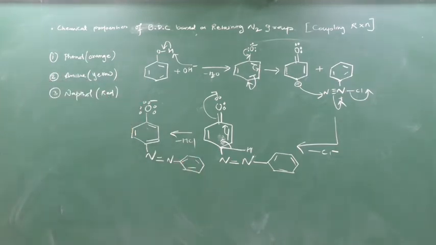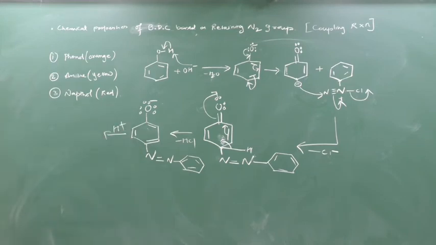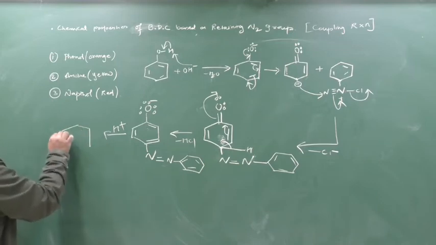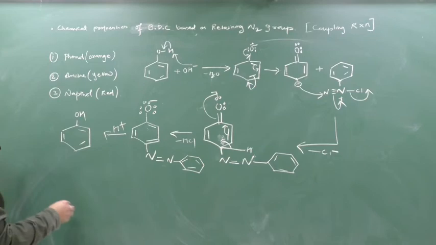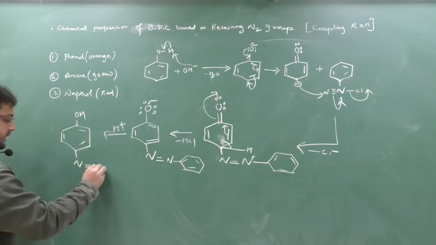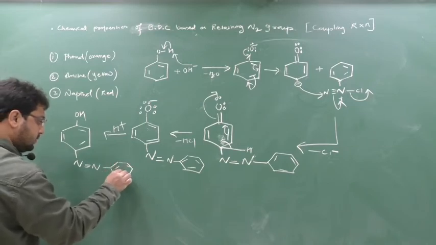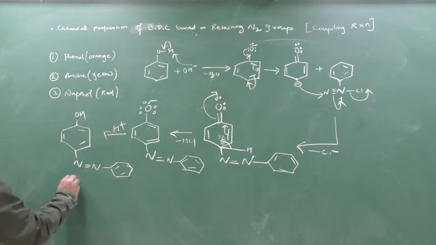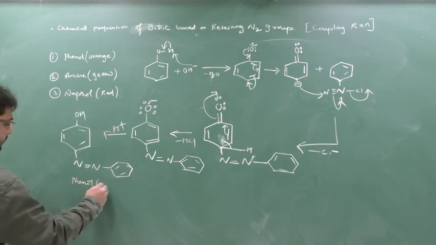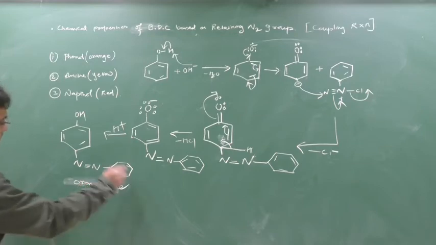Clear? Now you do the acidification. Just give the H plus. When you do the acidification, you will get here what? OH, here N, double bond N, here. That's what. This is your phenol, orange. This is your dye, that's it, phenol. Orange dye. Done this? This is your mechanism.